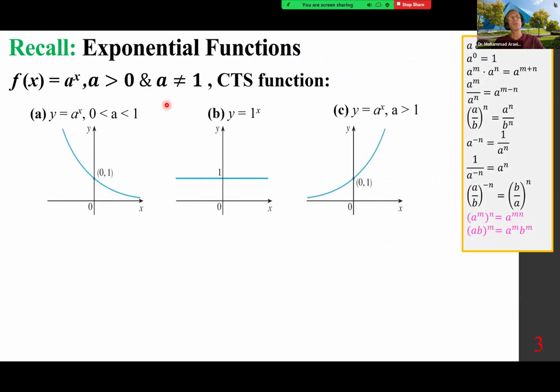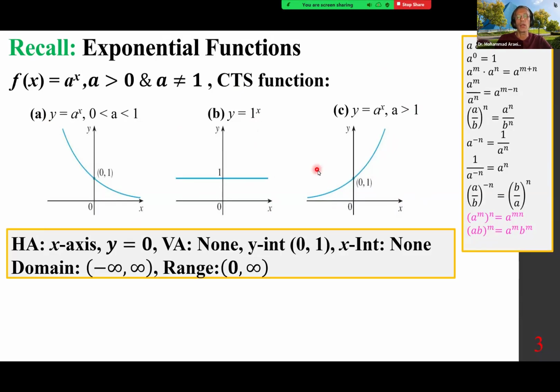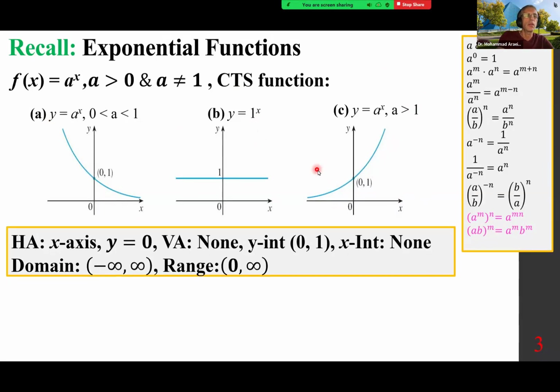So here are the exponential functions. As you know, when f of x equals a to the power of x, when a is larger than 0 and a is not equal to 1, it represents an exponential function. When a is larger than 1, it is an exponential growth. Between 0 and 1, it's an exponential decay. When a is 1, it is not an exponential function. It's a horizontal line.